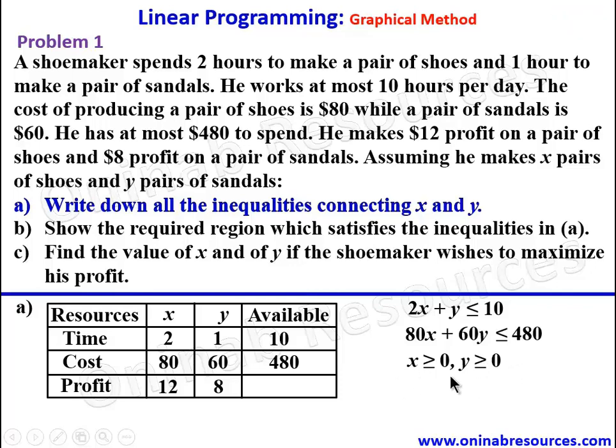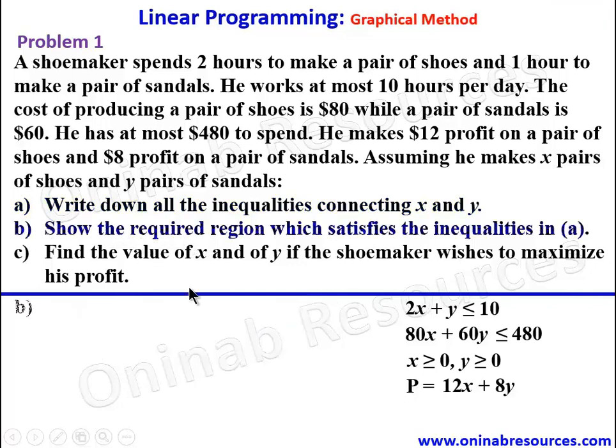Then we now have to create our objective function from the profit. So we are going to have P, which is profit. If he produces X pairs of shoes, he's going to have a profit of X times 12, which is going to give us 12X, and in the same way plus 8Y. This is the objective function, and these are the constraints. It is these constraints we are going to use to solve problem 1B.